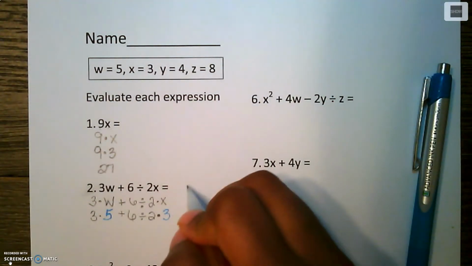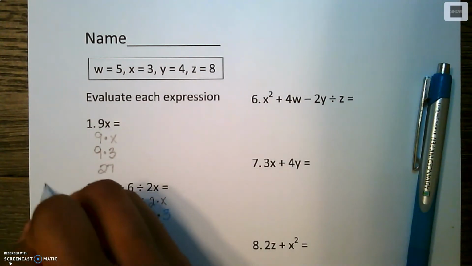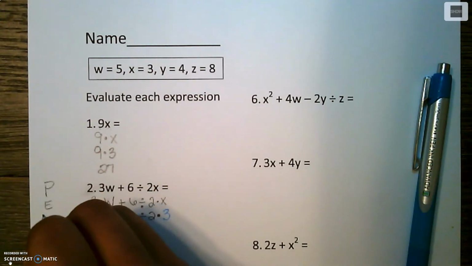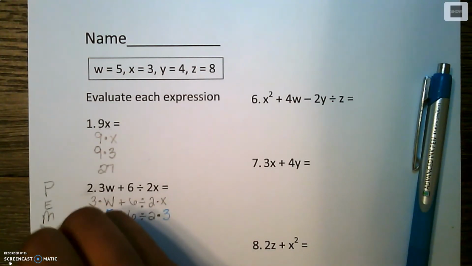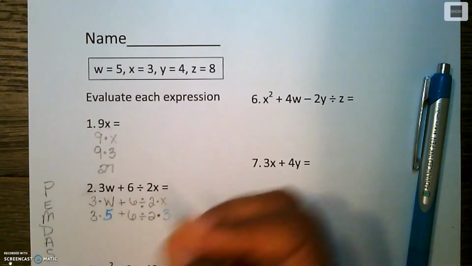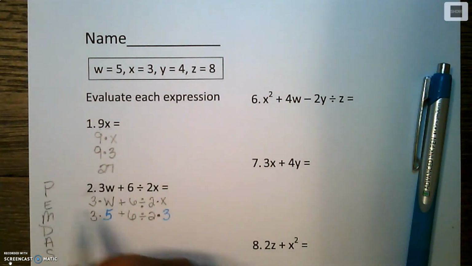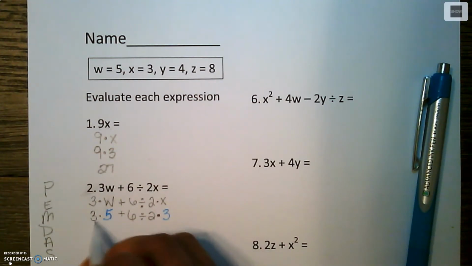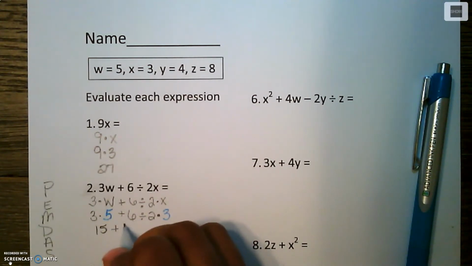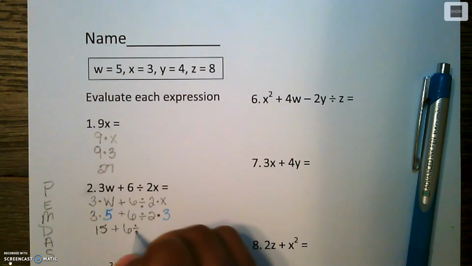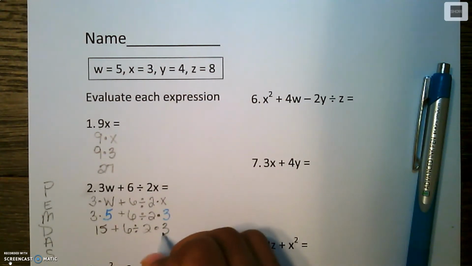So now I do my order of operations. You should write it down on the side. Should have done it for the first one. P-E-M-D-A-S. So we don't have any parentheses. We don't have any exponents. We do have multiplication. Multiplication comes up here first. So I do 3 times 5, which is 15. Plus 6 divided by 2 times 3.